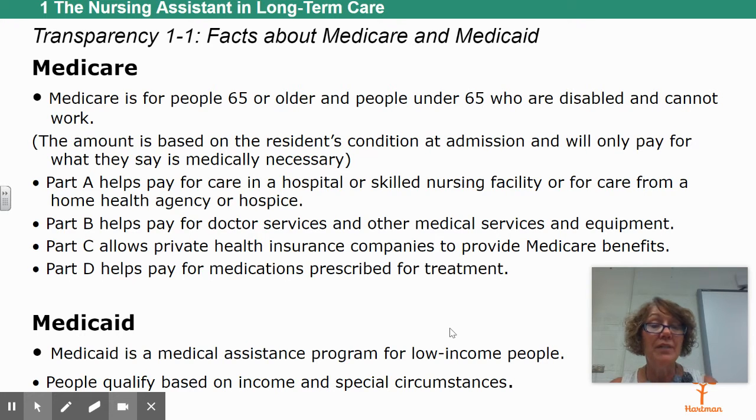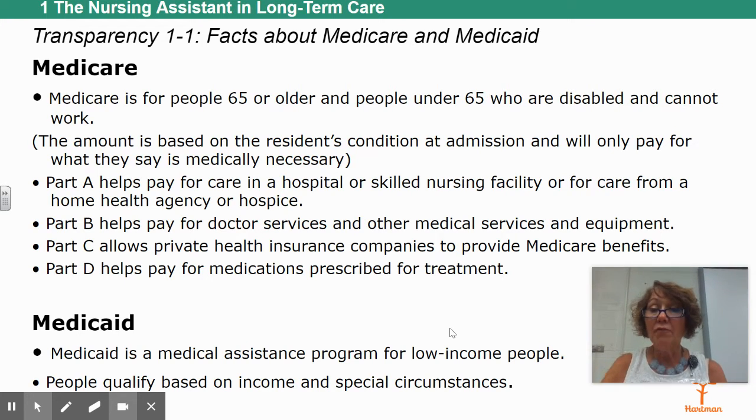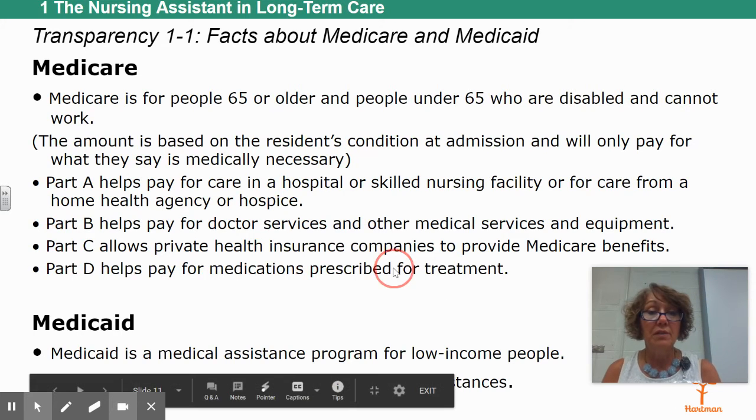Also, Medicare is a federal agency payer source. Both Medicare and Medicaid are payer sources for people. Medicaid is at the state level, and it's for low income. It's based on financial and income and special circumstances. So Medicare, federal, 65 and older or disabled and cannot work. Medicaid is at the state level. It is based on income for low income people, and it is based on income and special circumstances.